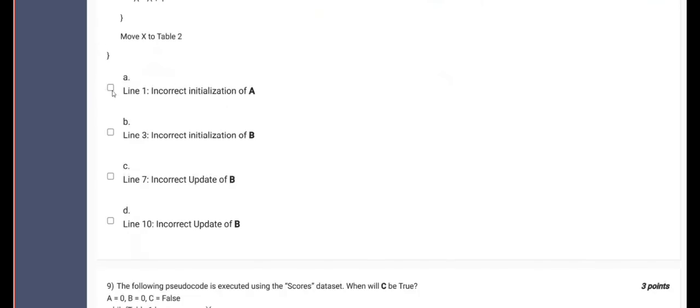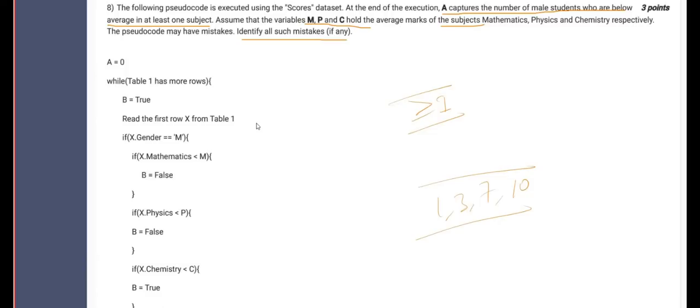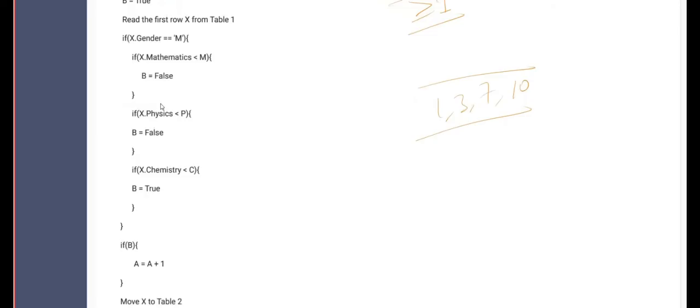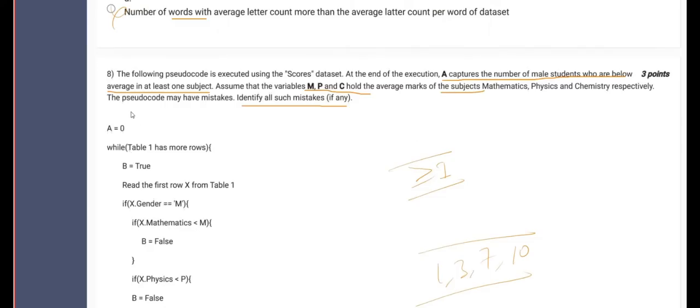So it is enough if we check only 1, 3, 7 and 10. We will have to check only these lines 1, 3, 7 and 10. A is 0. While table 1 has more rows. B is true, right? Is the question, is line 1 incorrect? No, line 1 is not incorrect. It is the correct option, therefore eliminate it.